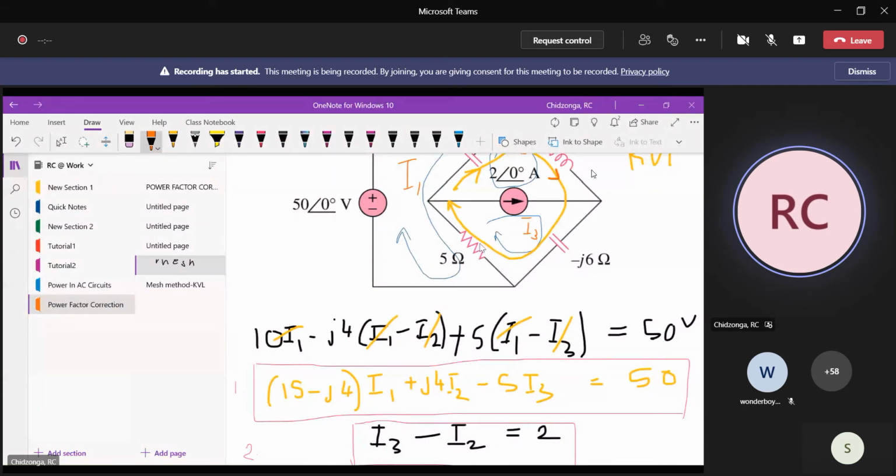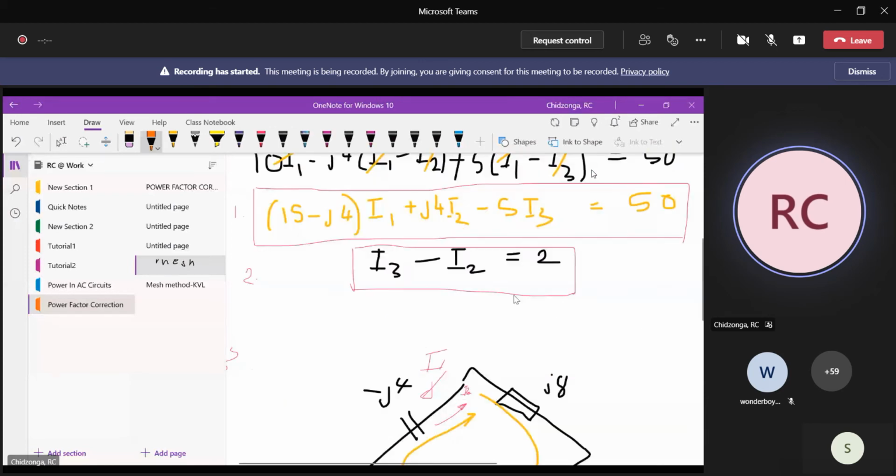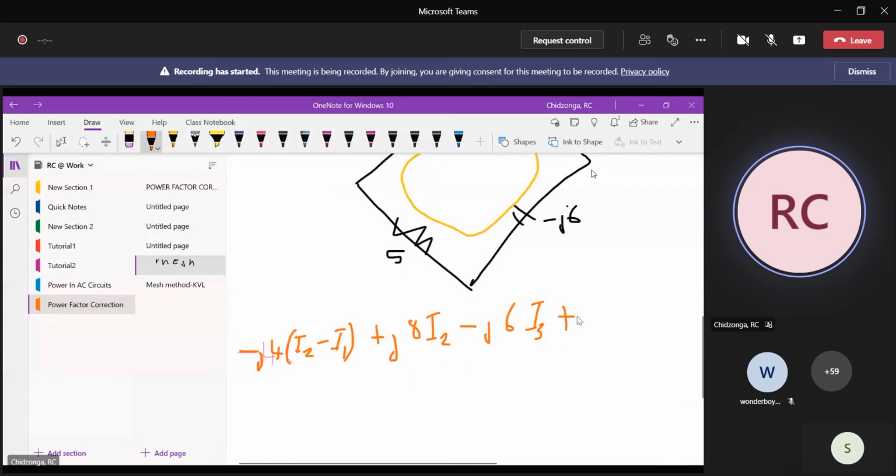So this is I3 minus I1 times 5. That's the voltage drop. So it's plus 5 brackets I3 minus I1. There is no voltage source. We have written all the voltage drops, so that cannot be equal to anything else but 0. There is no source. Okay, my friend, you can ask.